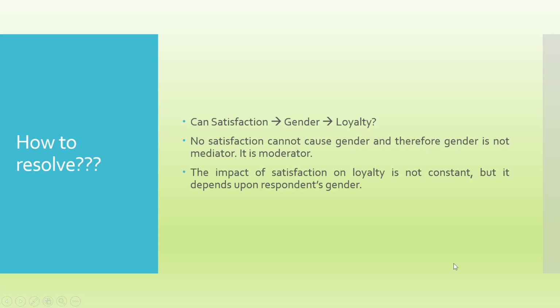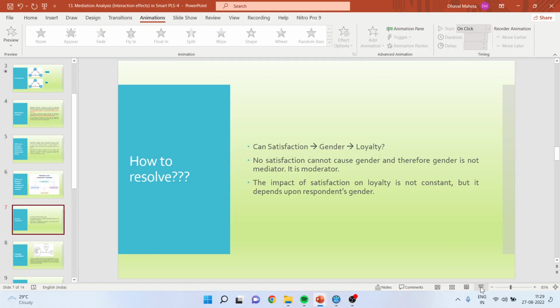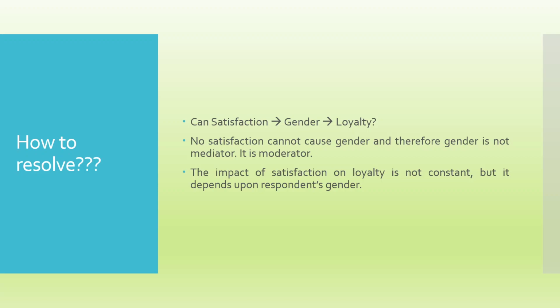Now, how to resolve whether this is a mediation effect or a moderation effect? Now, just see the first example. Satisfaction affecting the gender, gender affecting the loyalty. Now the question is, can satisfaction alter the gender? And therefore, gender is not a mediator, it is a moderator. The impact of satisfaction on loyalty is not constant, but it depends upon the respondent's gender.